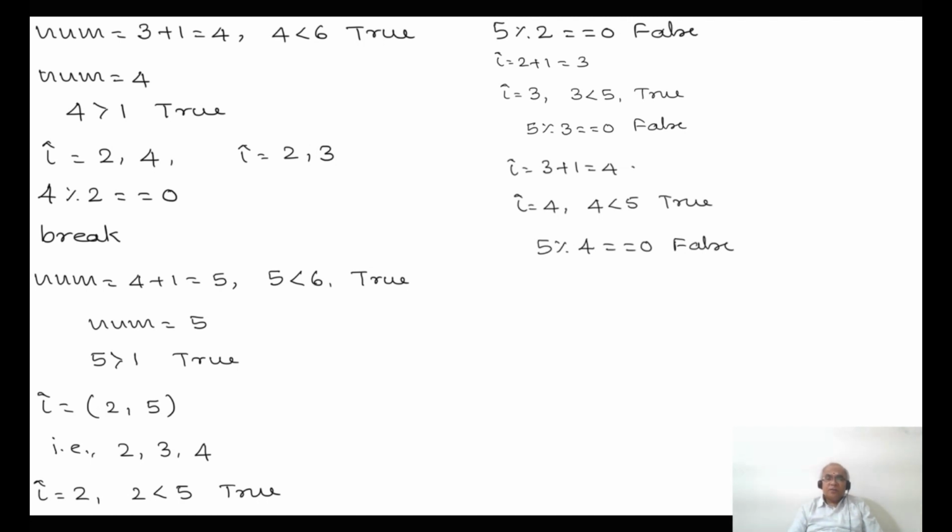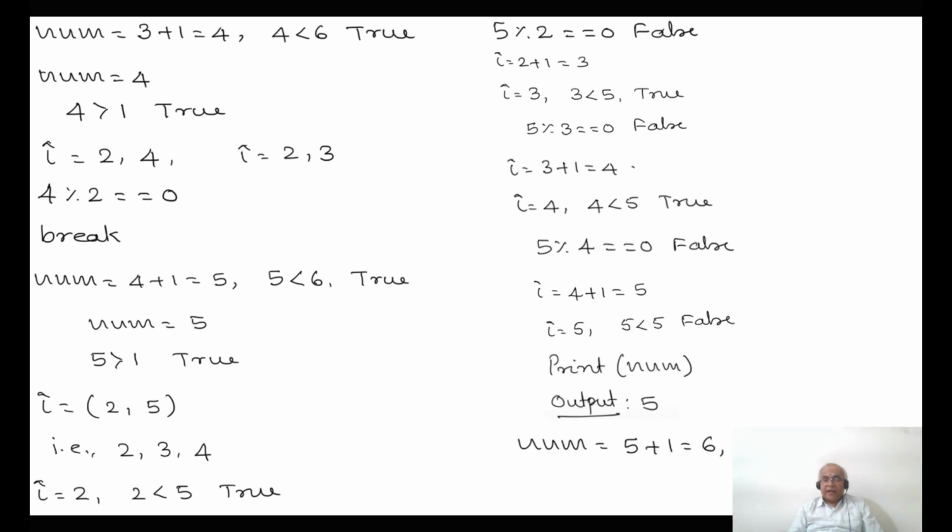Again it takes the increment. 3 plus 1 becomes 4. I is equal to 4. Is 4 less than 5? Condition is true. 5 % 4 is equal to 0? Condition is false. So again it goes back. 4 plus 1 becomes 5. I is equal to 5. 5 is less than 5? Condition is false. So print the num value. The num value is the output, which is 5.